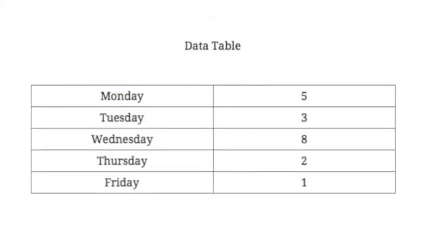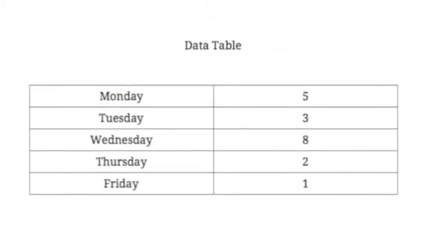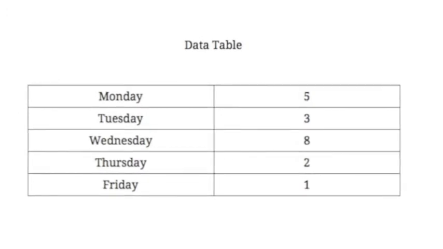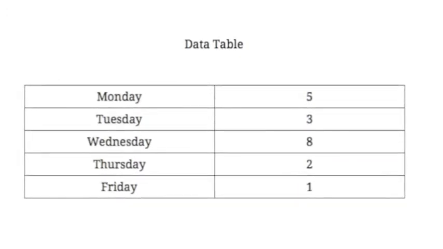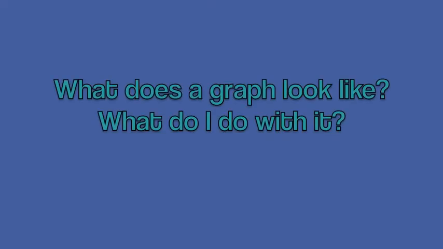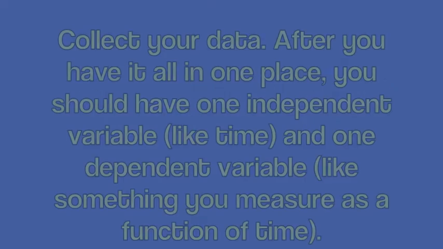Here we have a data table. On Monday, Sam caught 5 fish. Tuesday, he caught 3, Wednesday, 8, Thursday, 2, and Friday, 1. What does a graph look like? What do I do with it?